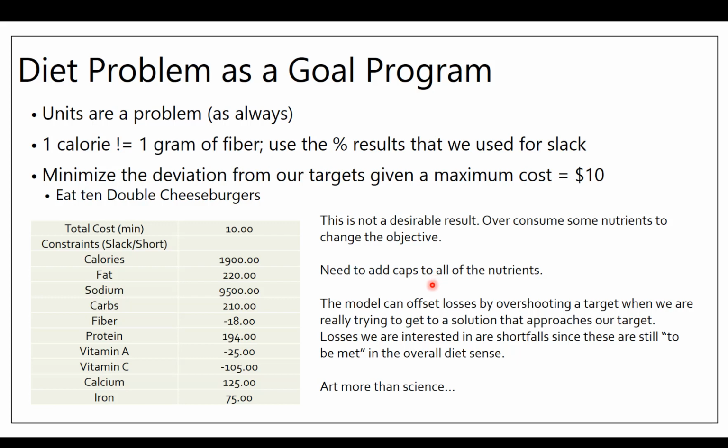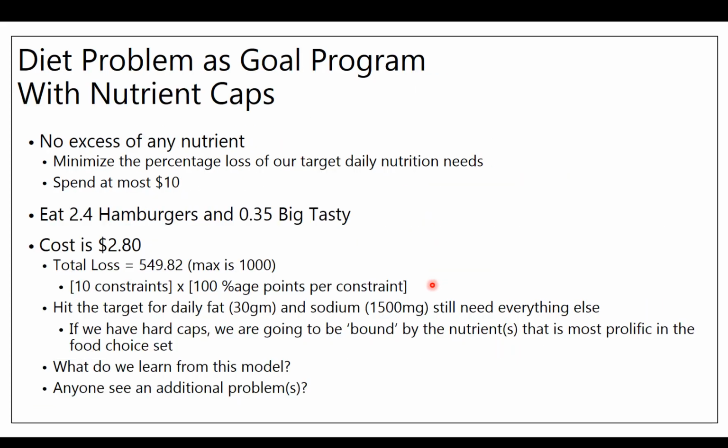And so that was our solution here. What do we learn? Well, we talked through it. There are additional problems, obviously. If you solve that problem as a sub-problem first, or as a preliminary setup, and then go on and say, okay, I'm going to constrain the full daily model to get 2.4 McDonald's hamburgers and a third of this Big and Tasty.